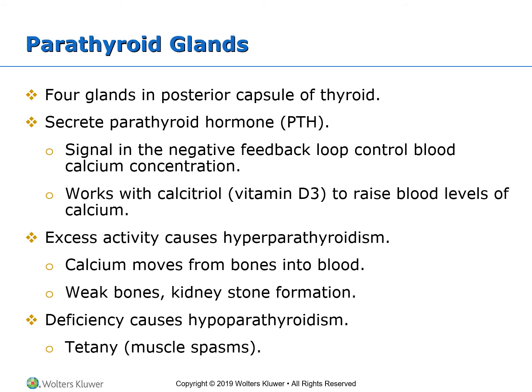Now, when we have a deficiency of parathyroid hormone, especially if the glands were accidentally removed during the surgery of the thyroid, that will result in what is called tetanus or tetany. And the tetany is a muscle spasm that can be generalized or it can be localized in some skeletal muscle groups.